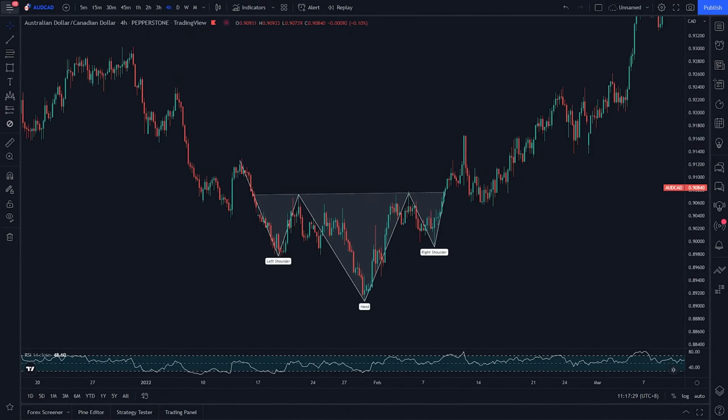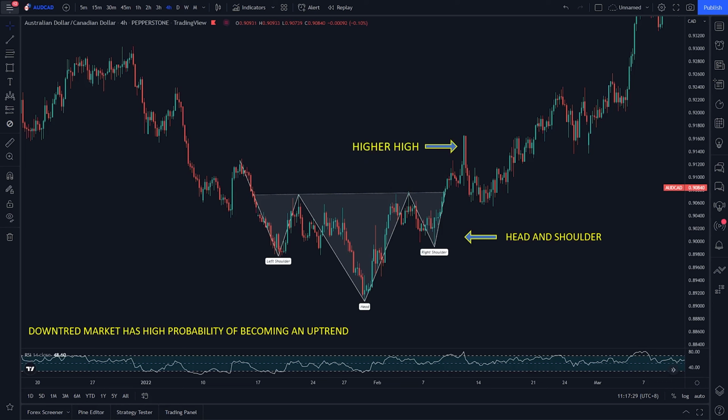In a 4-hour chart, we can observe that the market has formed a head and shoulders pattern. Usually, the appearance of the head and shoulders pattern tells us that the downtrend market has a high probability of becoming an uptrend. At this time, we should not pay attention to the downtrend. Instead, we have to look for opportunities to trade in the uptrend. We can see that the price has shown a head and shoulders pattern and forms a new higher high. What we need to wait for this time is a correction of this trend.